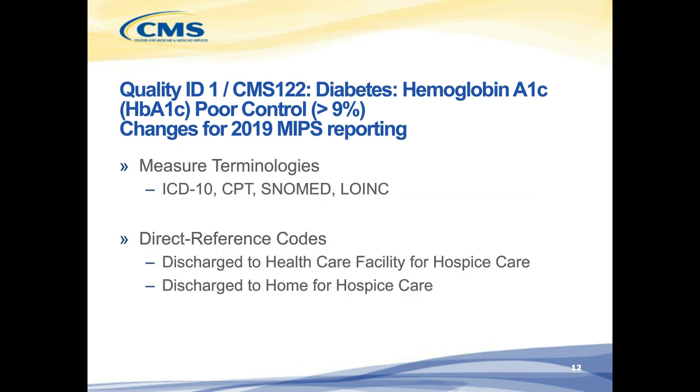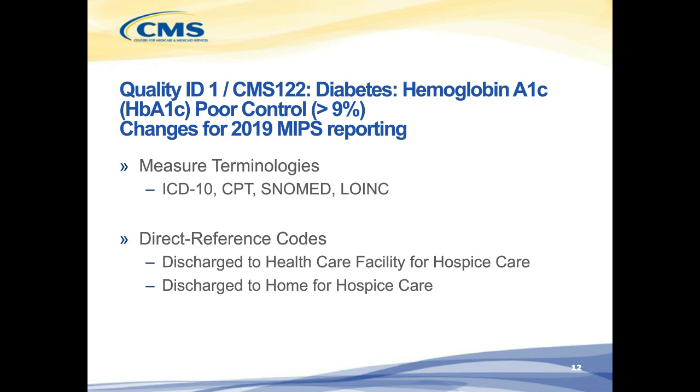As far as terminologies used in this measure, we use ICD-10, CPT, SNOMED, and LOINC. There are also a couple direct reference codes, which are essentially just attributes in the measure logic that reference a single code. For this measure, we have direct reference codes for discharges to healthcare facilities for hospice care and discharges to home for hospice care. So those would be used in identifying patients for the exclusion in this measure.